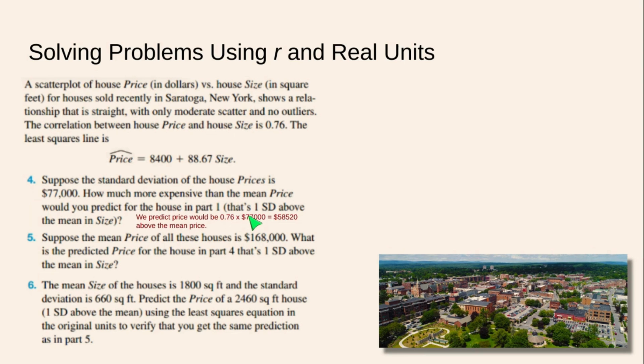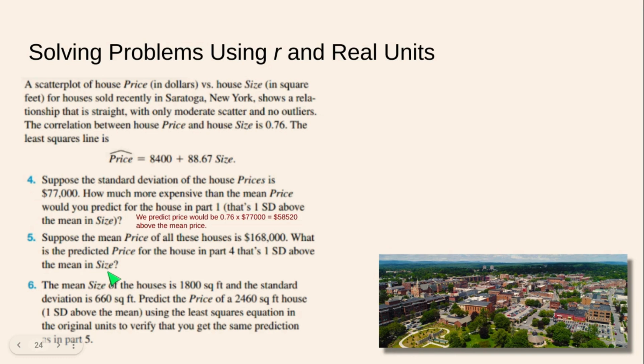So again, we're taking a standard deviation. Now we have real units. We have US dollars, and we multiply that by R, which accounts for the regression for my y-axis variable, my predicted prices. So number 5: suppose the mean price for all of these houses is $168,000. Oh, if only. Not these days, thanks to inflation and increased house prices all around. So what is the predicted price for the house in part 4 that's 1 standard deviation above the mean size?